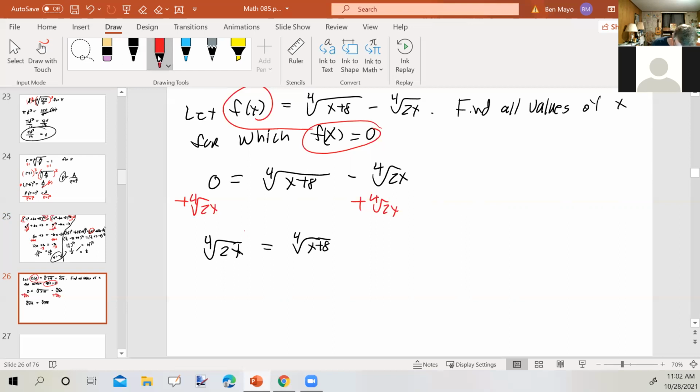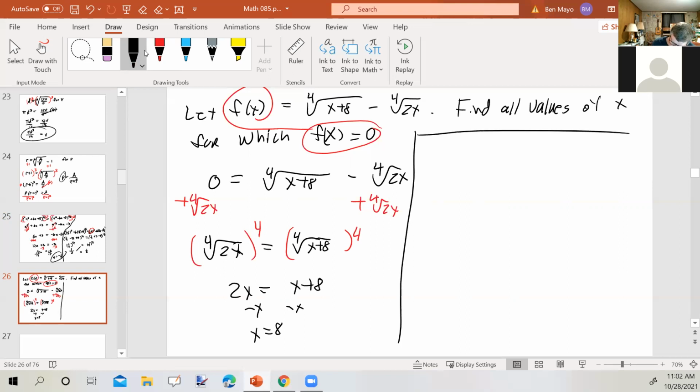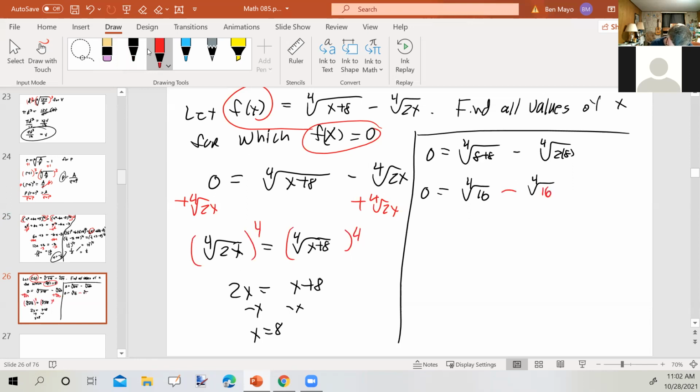So now I'm going to raise both sides to the 4th power. And on the left, I get 2x, and on the right, I get x plus 8. Subtracting x from both sides, x equals 8. Let's check our work and see if that's true. So 0 equals the 4th root of 8 plus 8 minus the 4th root of 2 times 8. 0 equals the 4th root of 16 minus the 4th root of 16. Oops.